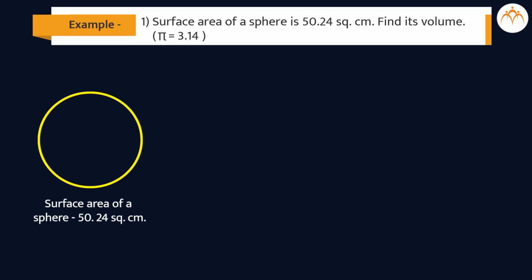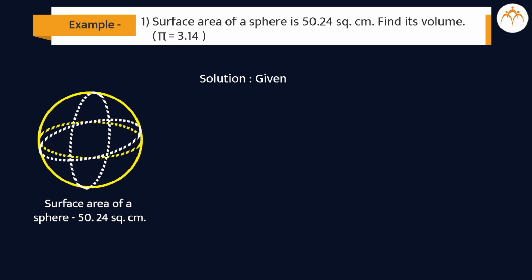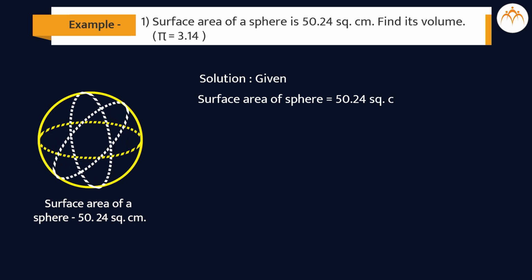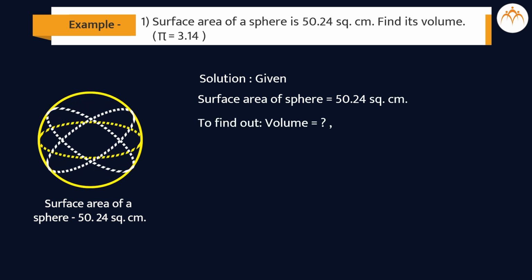Surface area of a sphere is 50.24 square centimeter. Find its volume. In this case, take pi is equal to 3.14. Solution. Given surface area of sphere is equal to 50.24 square centimeter. To find out volume and radius r.